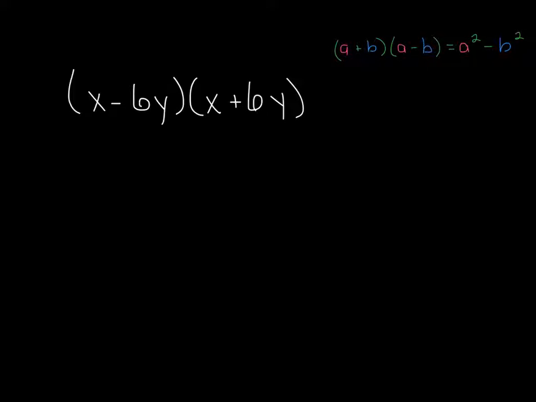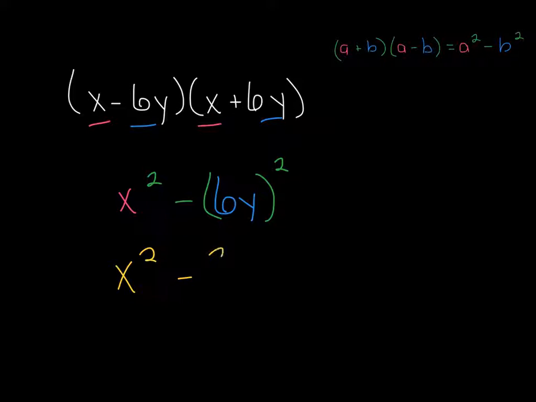Okay, for this example, a is x again, so x squared minus b is 6y, and we need to square that whole thing. So x squared minus 36y squared.